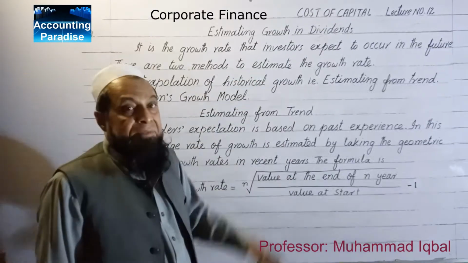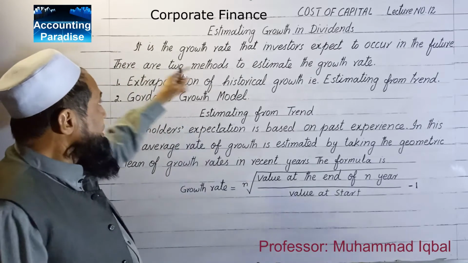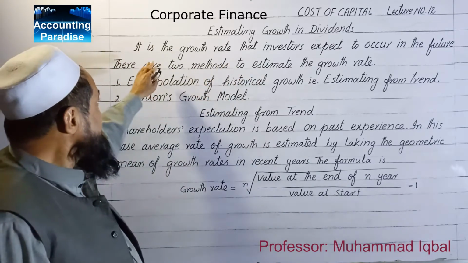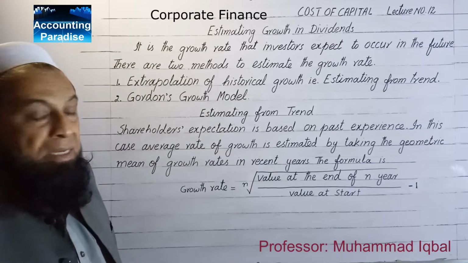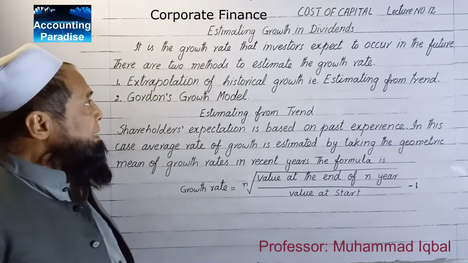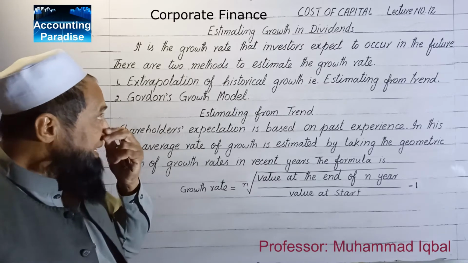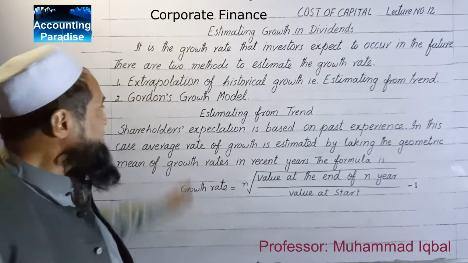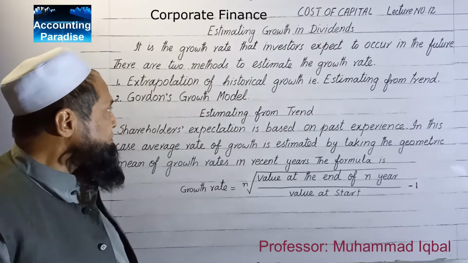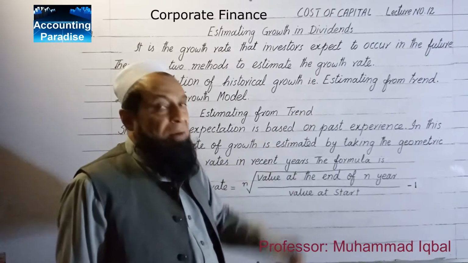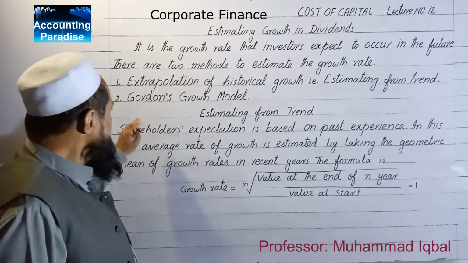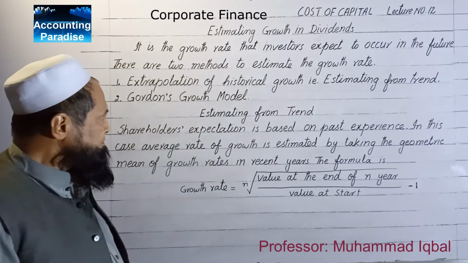Estimating growth in dividends. Growth in dividends is the rate that investors expect to occur in the future. There are two methods to estimate the growth rate. First is extrapolation of historical growth, that is estimating from trend. Second, Gordon's growth model.